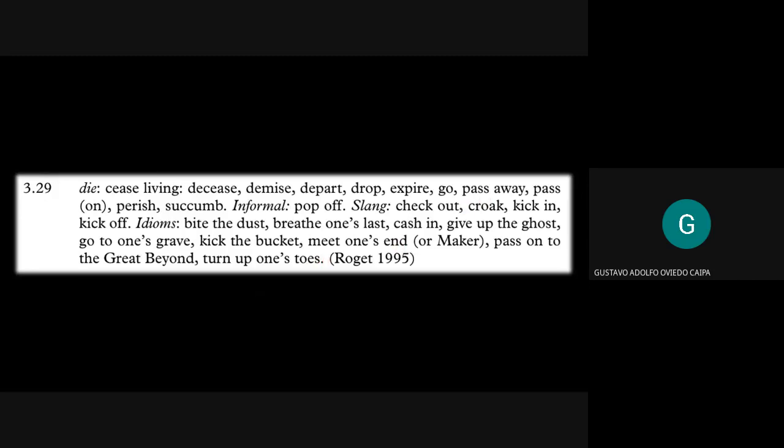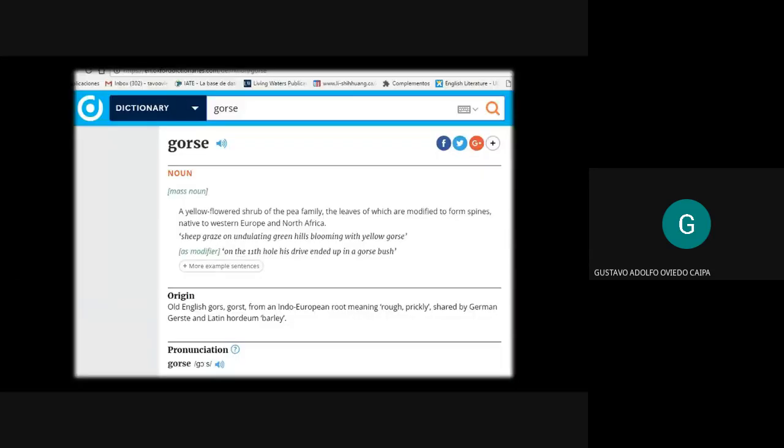And we can also find other examples that are the opposite. For instance, the word gorse, which is basically a type of plant. It says it's a yellow flowered shrub, un arbusto, básicamente, of the pea family, the leaves of which are modified to form spines, native to Western Europe and North Africa. So the word is gorse. Gorse is a type of plant.